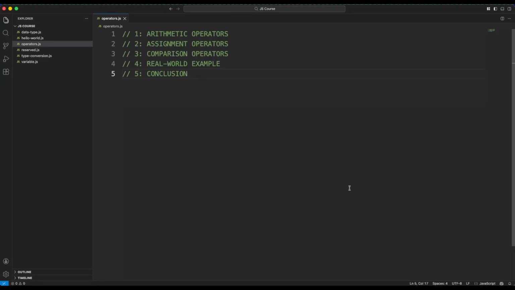In the last few videos, we covered variables and data types, the building blocks of JavaScript. Now it's time to learn how to actually do something with those variables, and that's where operators come in. In this video, we are going to explore three essential types of operators: arithmetic operators, assignment operators, and comparison operators. Those are the tools you will use every single day as a JavaScript developer. So let's dive in. First is our arithmetic operators.